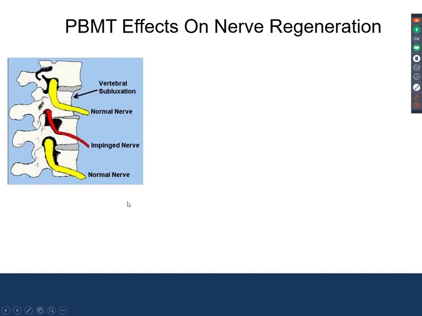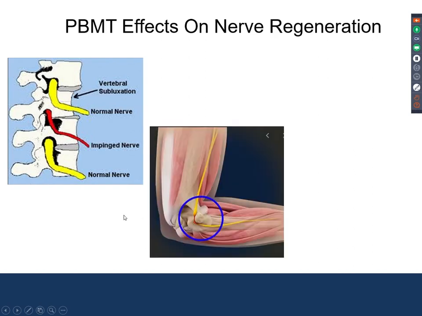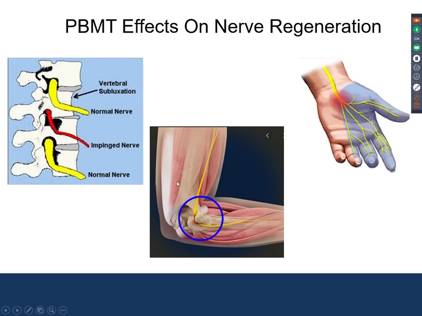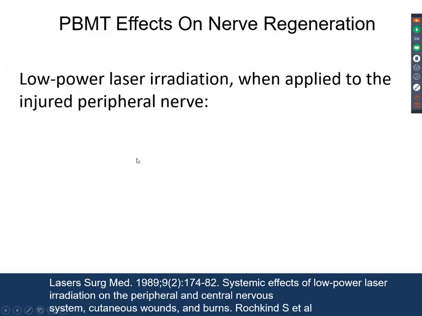So how does photobiomodulation affect nerve regeneration? For example, compressed nerves at the spinal level or extremities, these are all the types of conditions as a chiropractor or another clinician that you'll come across.